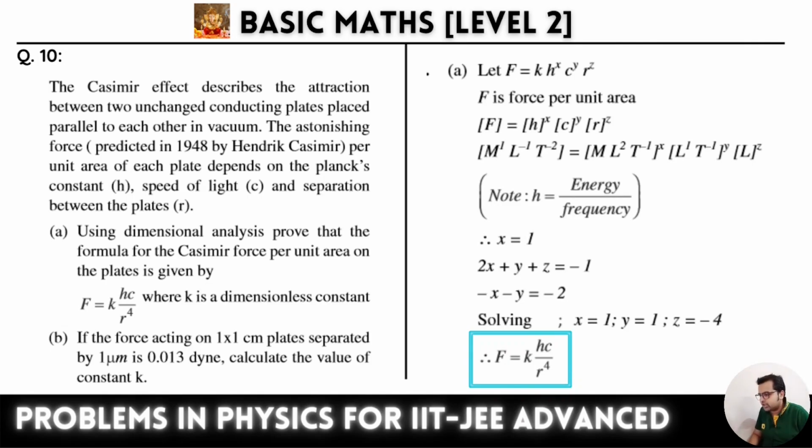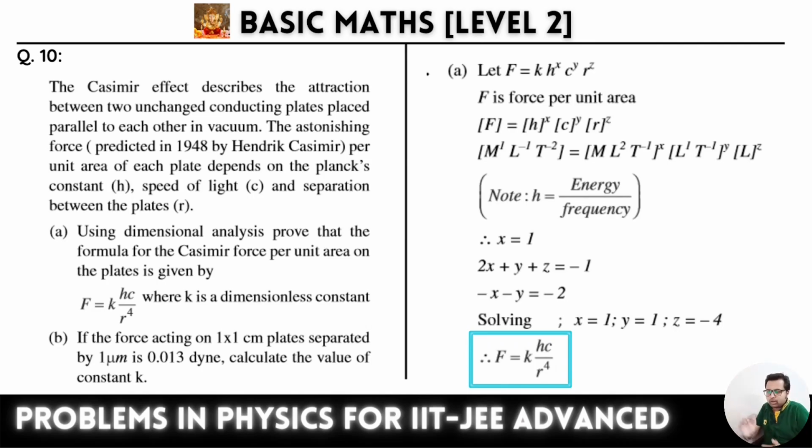Similarly, c is the velocity, speed of light. Speed is distance upon time, so L T minus 1 to the power of y. And what is r? R is the separation, that is distance, that is L to the power of z. You just group all the quantities M, L, T together, compare the powers, and you get x is equal to 1, 2x plus y plus z is equal to minus 1, minus x minus y is equal to minus 2. Solving, you get x is equal to 1, y is equal to 1, z is equal to minus 4.